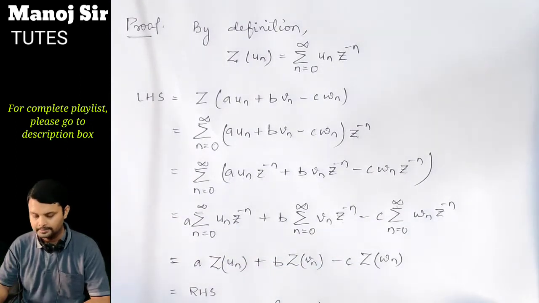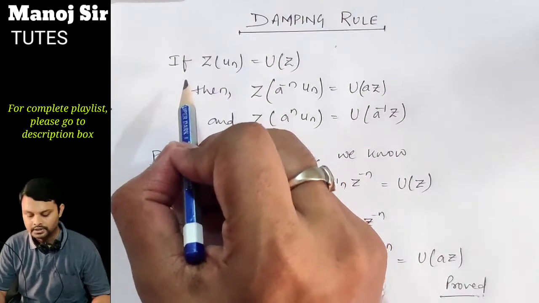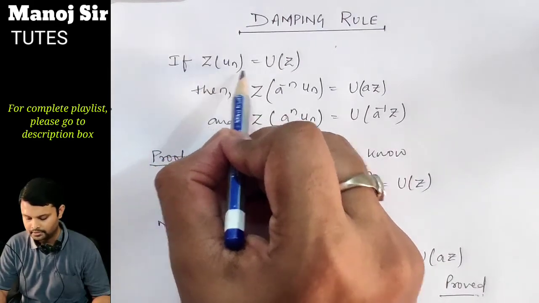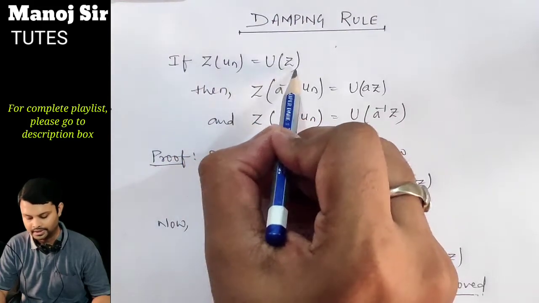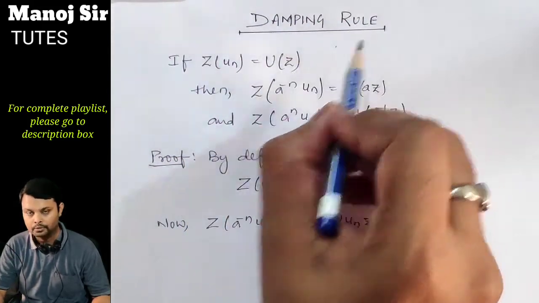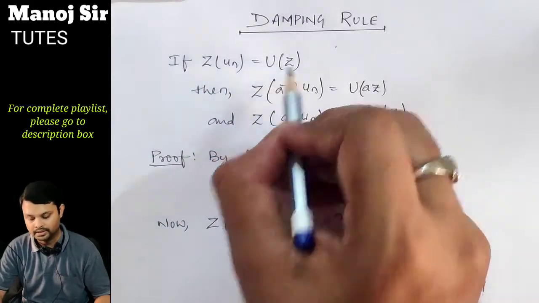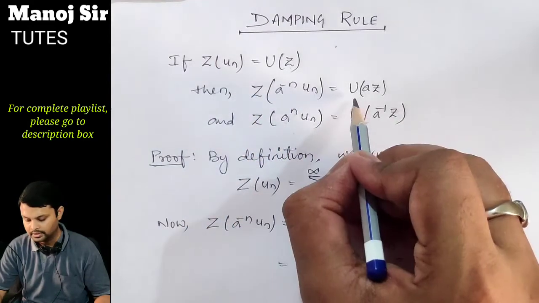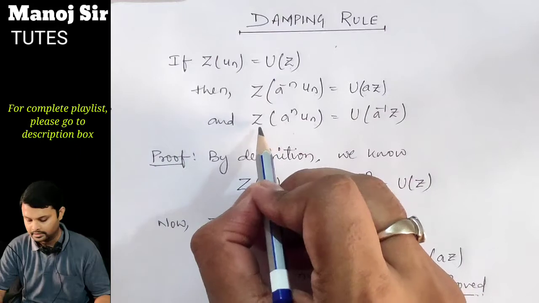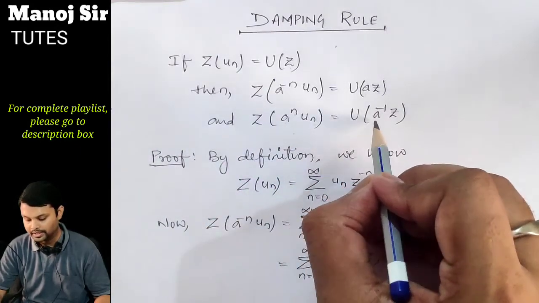Hence proved. Okay. Now we'll come to the damping rule of Z transform. Second is damping rule. And what it says: if Z transform of Un equals U of Z, then according to the damping rule of Z transform, Z transform of A power minus n into Un equals U of Az, and Z transform of A power n into Un gives U of A inverse of Z.